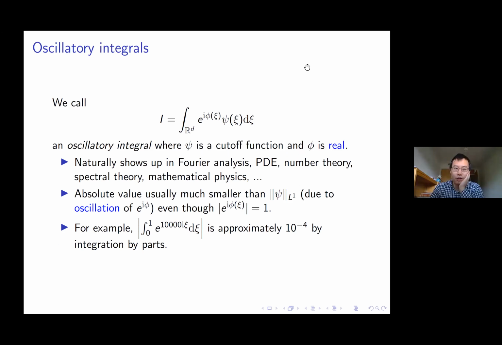Okay. Starting with oscillatory integrals, such an integral that I write here is a typical oscillatory integral. It has two parts. It's an integral of a product, and the product involves e to the i phi, which is oscillatory when phi is real, and that's why you have the name. Our phi will always be real, and you have a cutoff function psi. You can take psi to be a smooth cutoff or a sharp cutoff. We'll see various cutoffs throughout this talk, and it naturally shows up in a lot of situations, I think in Fourier analysis, PDE and number theory, spectral theory, and mathematical physics.